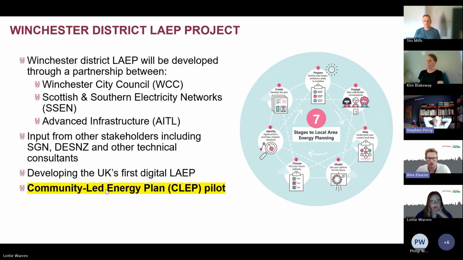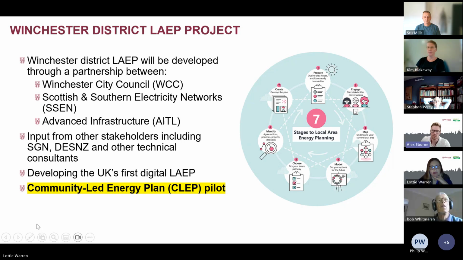Our project to develop a LEAP is developed in partnership with Scottish and Southern Electricity Networks, SSEN, and also Advanced Infrastructure, AITL. And we aim to, as part of this project, develop the UK's first digital local area energy plan. As part of this project, we also got input from lots of other stakeholders, and that includes SGN, who are our gas network operator, and also the Department for Energy Security and Net Zero, and several other technical consultants. But one of the bits we want to talk to you about today is, as part of this wider local energy plan project, we also want to pilot what's called a community-led energy plan. And we're just going to briefly talk to you about what that is in the next couple of slides.